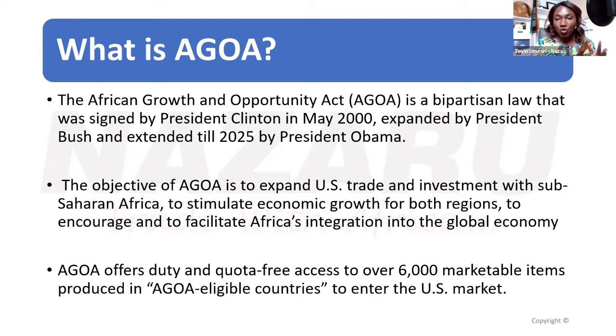The objective of AGOA is to expand US trade and investment with sub-Saharan African countries and to stimulate economic growth for both regions, right? So you have US companies that need commodities, that need products, that need finished products. You have a consumer base here that desires to import products from the African continent. You also have African exporters like Mr. Lasumbo, our member here, who already shared that he is craving and desiring to build a closer relationship with the US market. So AGOA is supposed to be a facilitator of such engagement, right?